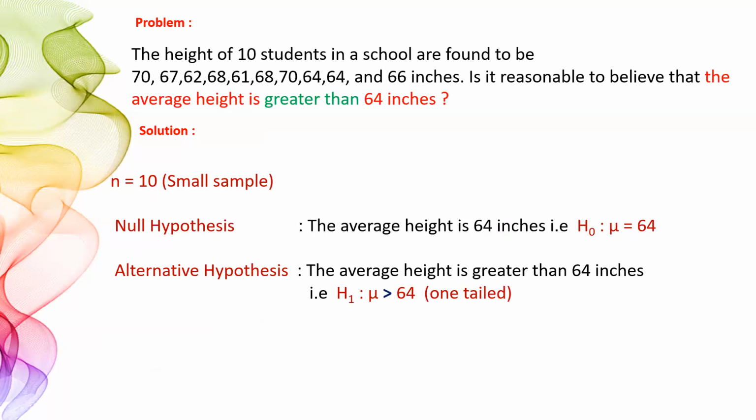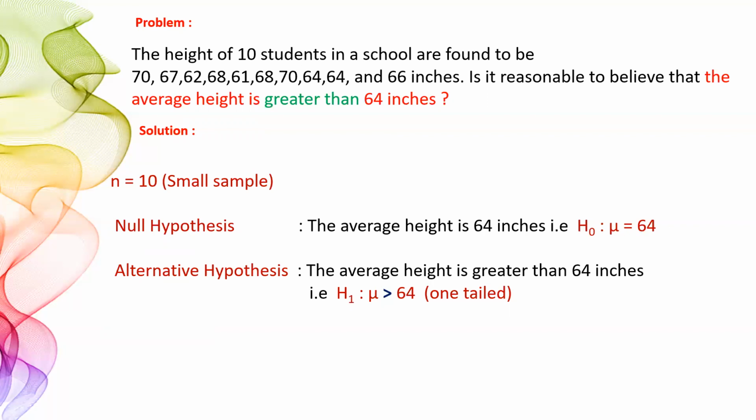Here the problem is: the heights of 10 students in a school are found to be 70, 67, 62, 68, 61, 68, 70, 64, 64 and 66 inches. Is it reasonable to believe that the average height is greater than 64 inches? So here in the problem, it is already given as greater than.